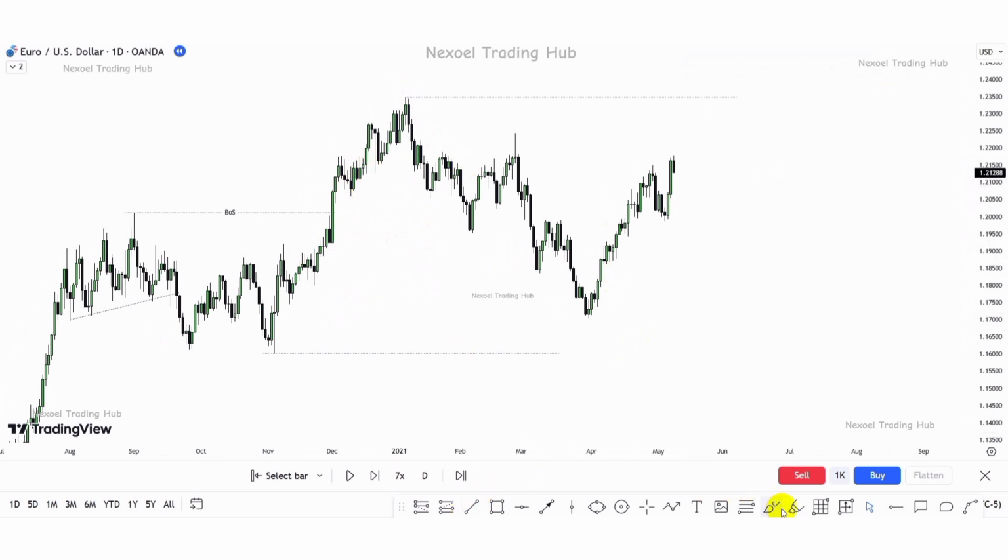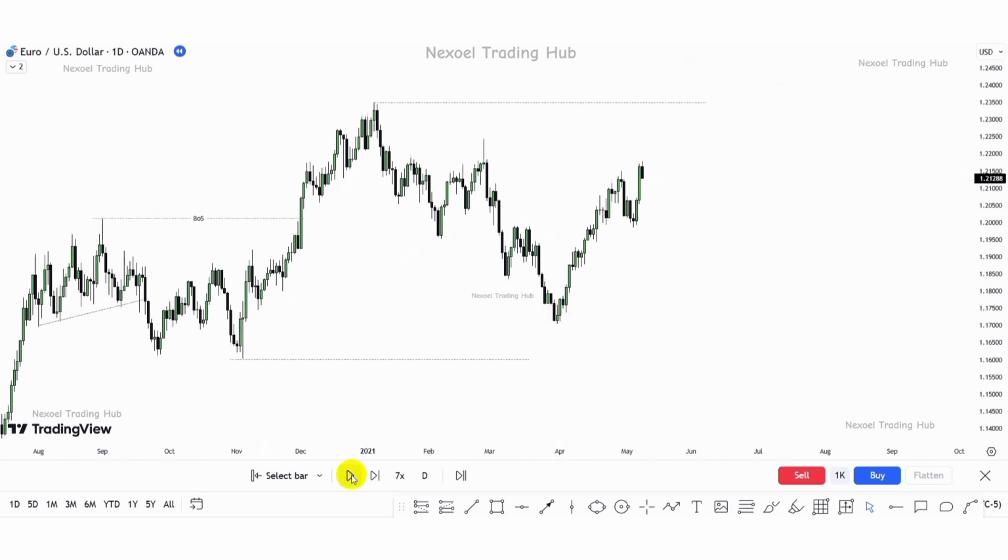We can see them all here. Price has already taken all internal liquidities, all of them. So what we are expecting now is further bullish movement to take out the external liquidity. So let's play price to see how far it will go.